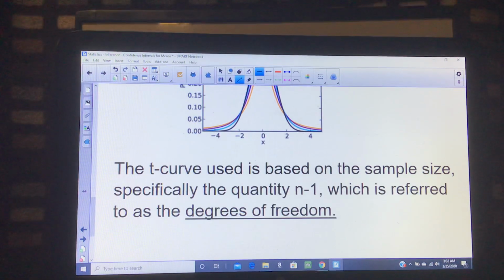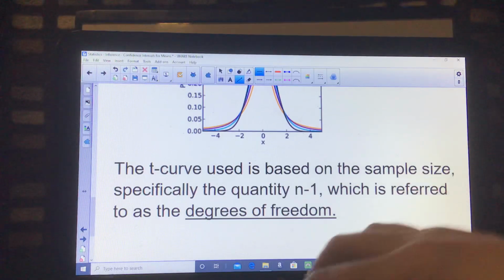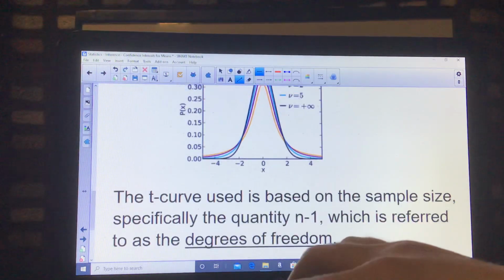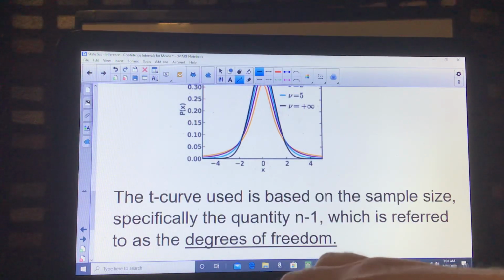So basically doing n minus 1 is called the degrees of freedom. If I had a sample size of 10, I would make a t-curve with what's called 9 degrees of freedom. Or if I had a sample of 50, I would make a t-curve that had 49 degrees of freedom. Or if I had a sample size of 3, I'd make a t-curve with 2 degrees of freedom, and so on. So these numbers up here were essentially the degrees of freedom.